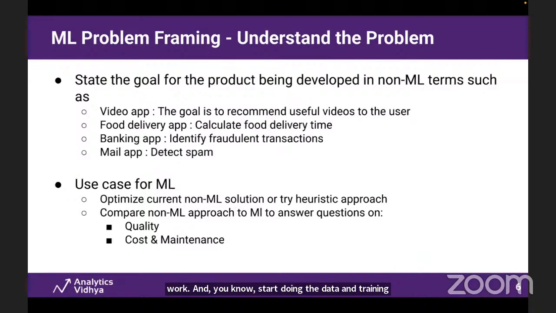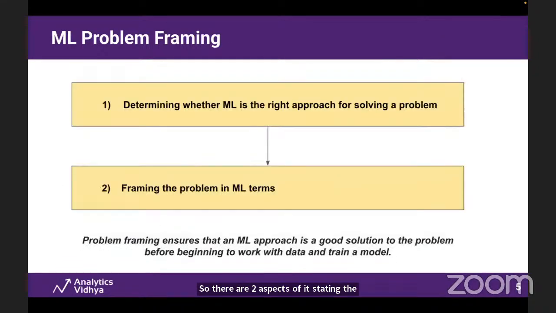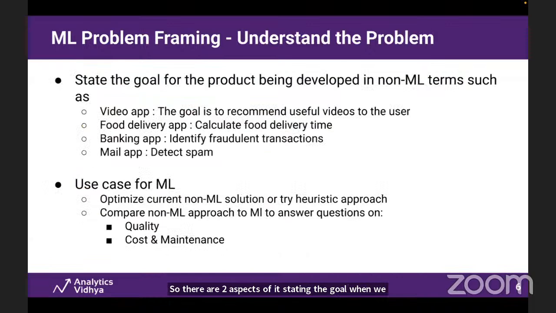So there are two aspects of it. Stating the goal, when we talk about understanding the problem. We have to state the goal of the product. What do we mean by stating the goal? And this is purely in non-ML terms. Forget about any ML terminology. The only thing we are trying to answer here is what am I trying to accomplish?